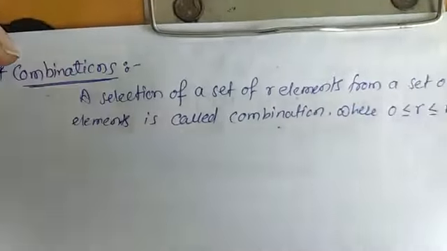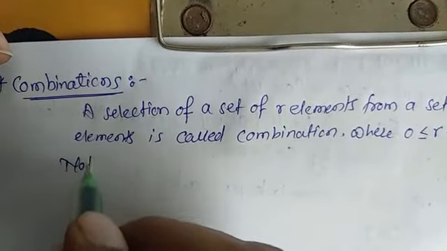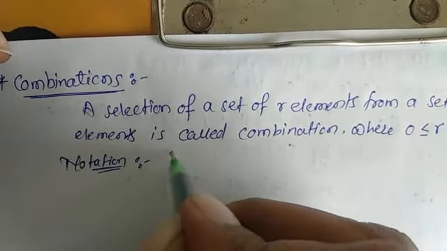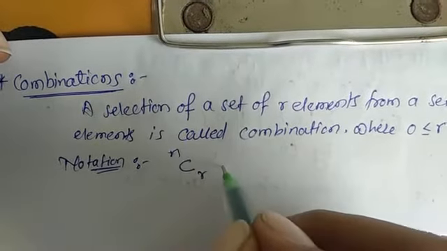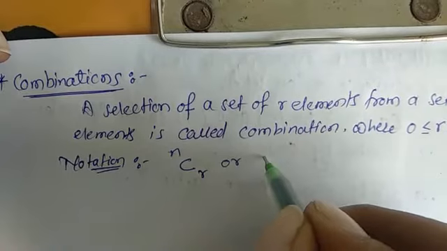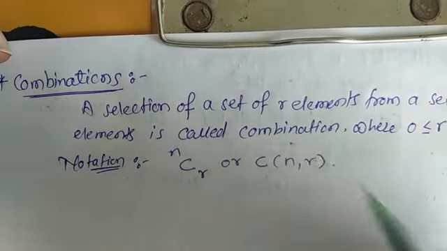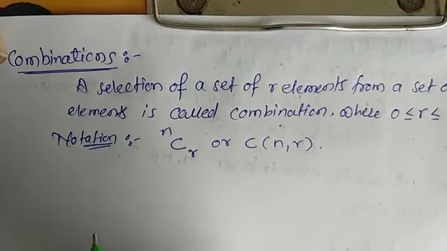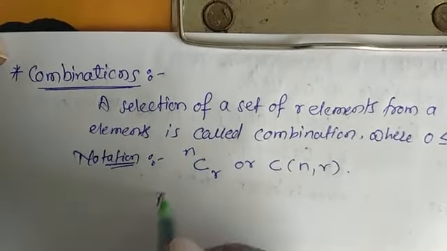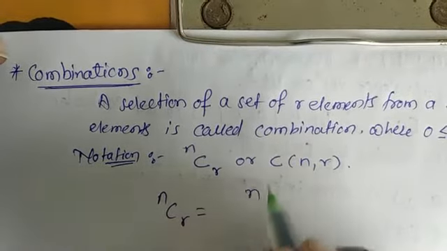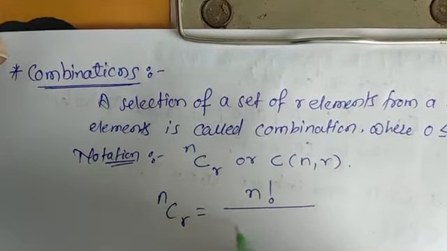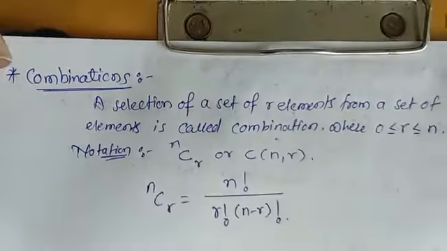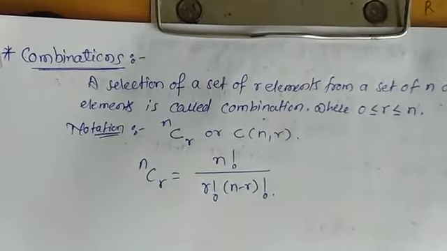It is denoted by the notation nCr or C(n, r), that is, combinations of n elements taking r at a time, and its formula is nCr equals n factorial upon r factorial into (n minus r) factorial. This is the formula for combinations.